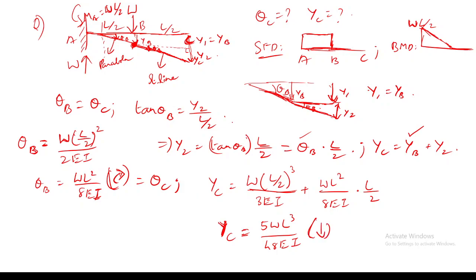So this is the method to solve for yc or theta c when a point load is acting at the midspan, or at any other length. Is this fine? Yes, sir. And you can use this only when the bending moment here is a straight line. Otherwise, you can't use it like this. Based on this straight line concept only, we have been equating theta b to theta c, and y2 equal to tan of theta b into L by 2.